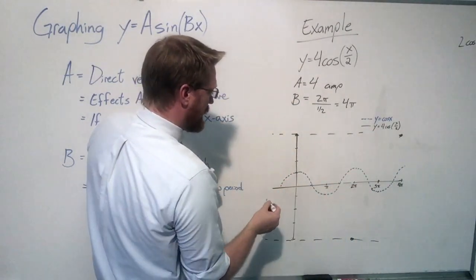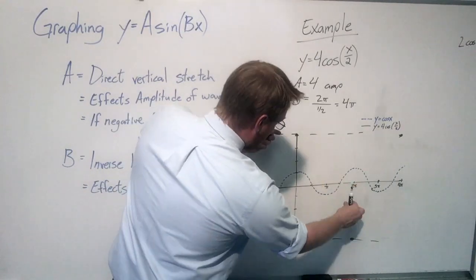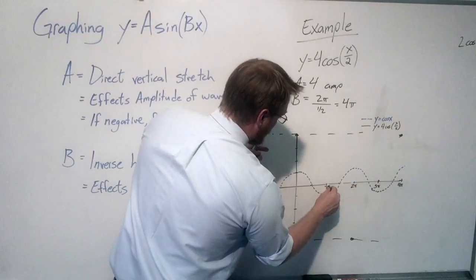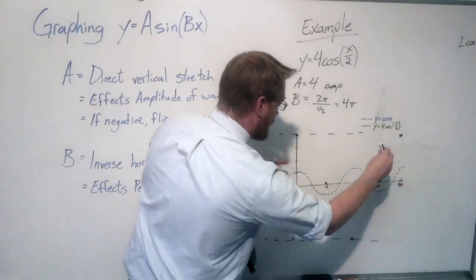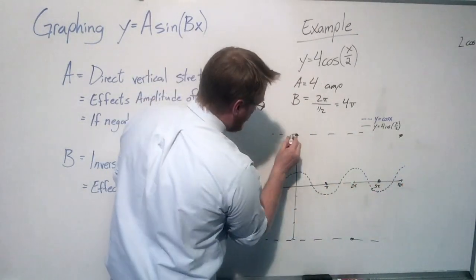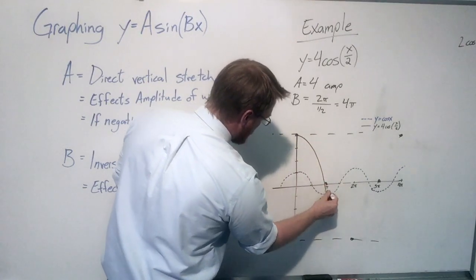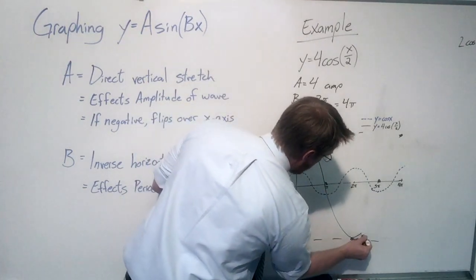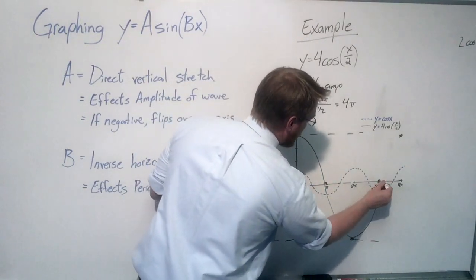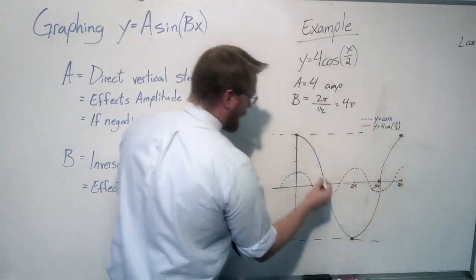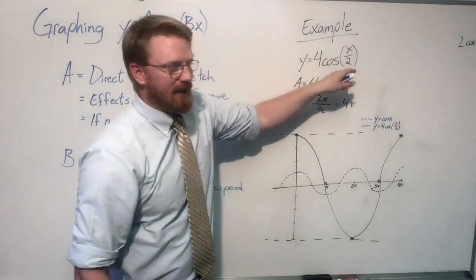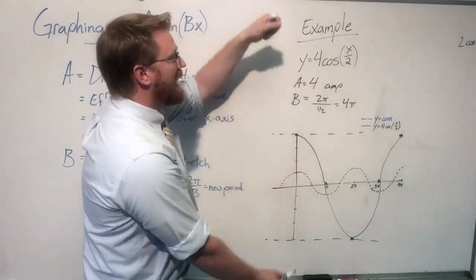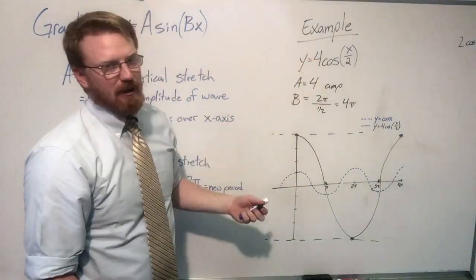Just give myself little benchmarks here. And halfway between the high and the low is where I'm going to cross 0. Halfway between the low and high is where I'm going to cross 0. So I'm giving myself little connected dots here to follow. So I'm going to go down, hit that 0, start bending back the other way. I can go back and make that a little bit prettier. But my period is now twice as long because it got divided by 2, and 4 times as high in amplitude because I got to multiply by 4.